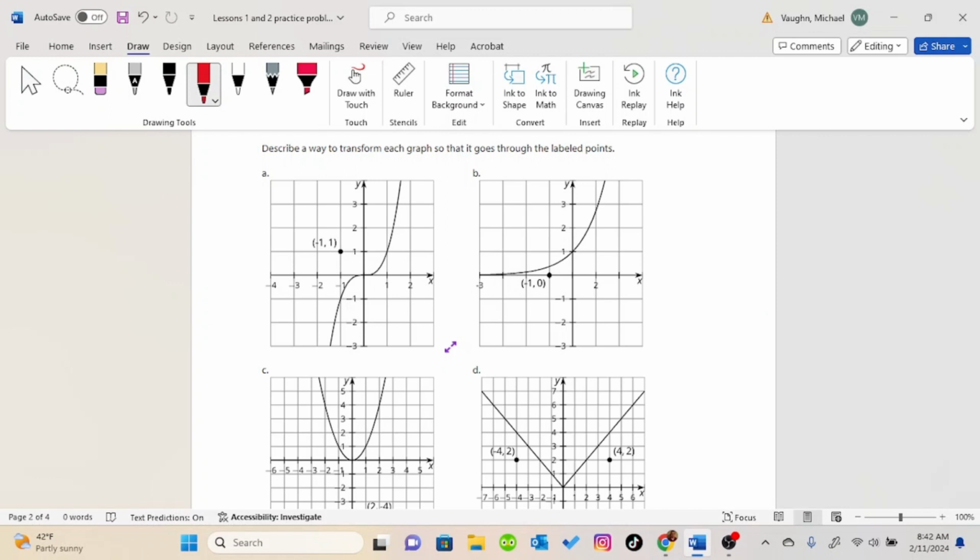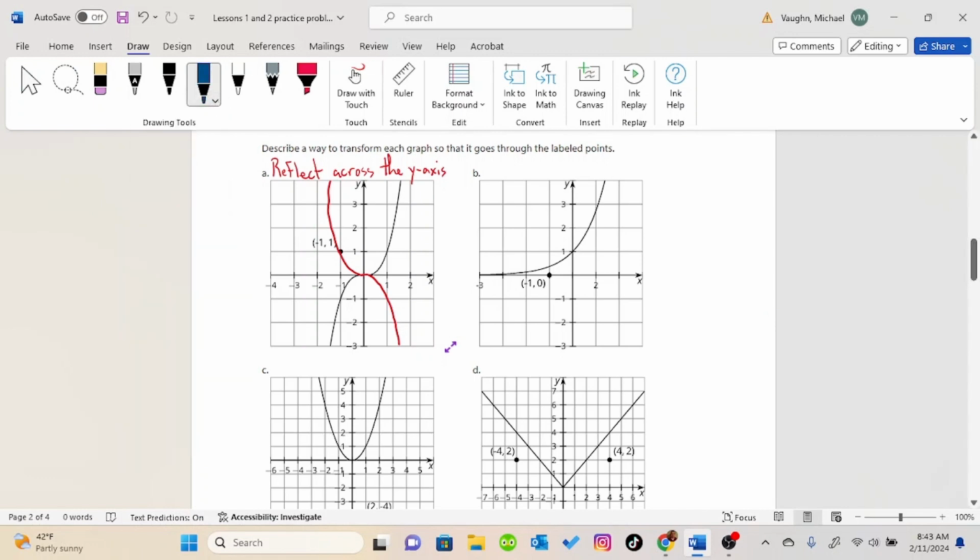And if I did that, what we would end up with is kind of the mirror opposite. So you could choose any of these, such as reflect across the y-axis. But if you chose any of the others that I talked about, it could also be correct.